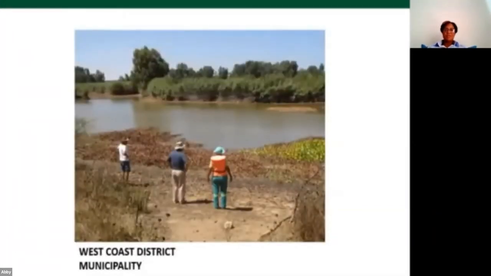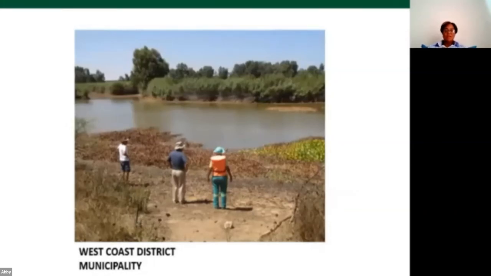The West Coast District Municipality is responsible for the aquatics that are problematic on the Berg River. We have one team that is spraying from the boats on the water for the water hyacinth and the water lettuce. That is the biggest problem in this area. And there's a second team that is working on the riparian zone, removing the invasive alien plants from the riparian zones.